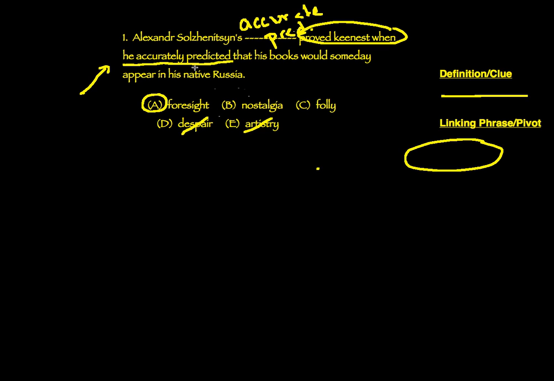And the very last thing I do is read it back in to make sure that the correct word sounds right in context. Alexander Solzhenitsyn's foresight proved keenest when he accurately predicted. Now, even though some of these other answer choices might appear, out of context, to be right, there's only one word that fits the contextual definition of the sentence, the definition that is embedded inside the context of the sentence. And that's what you're looking for in these.